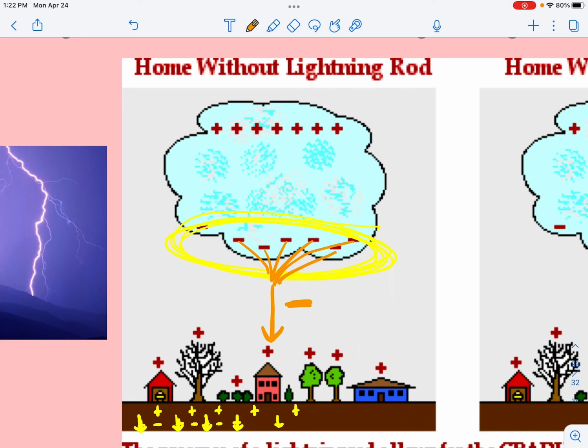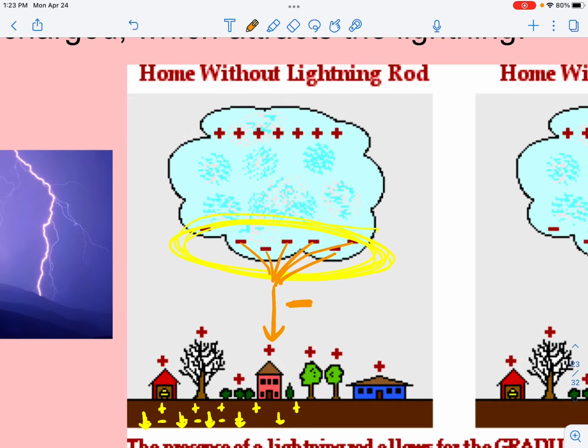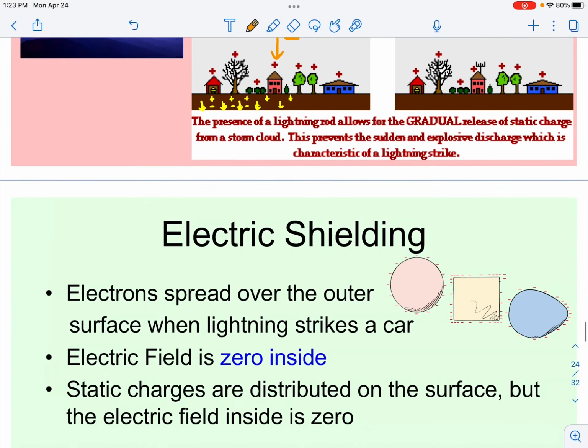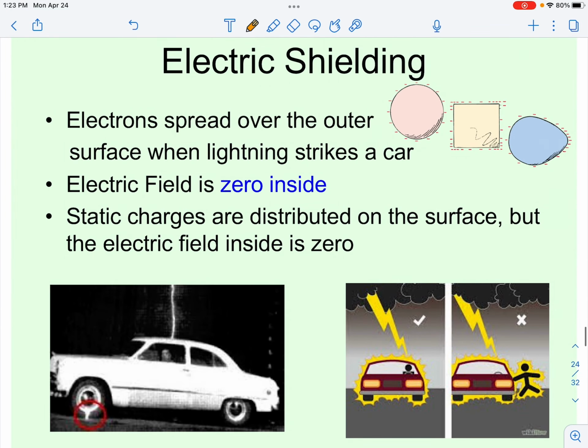Now, you need to know lightning is an example of induction. It helps if you understand that we have a charged surface of the cloud, which creates polarization in the ground, and eventually that charge in the cloud becomes strong enough that those electrons will physically move down to the ground because opposites attract. All right, I have one last word for you, and it is called electric shielding.